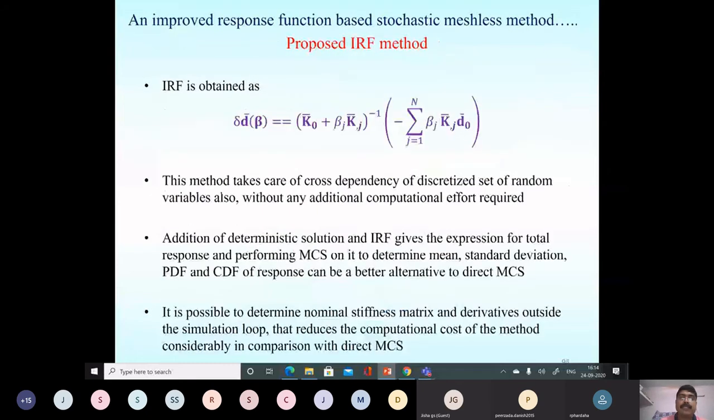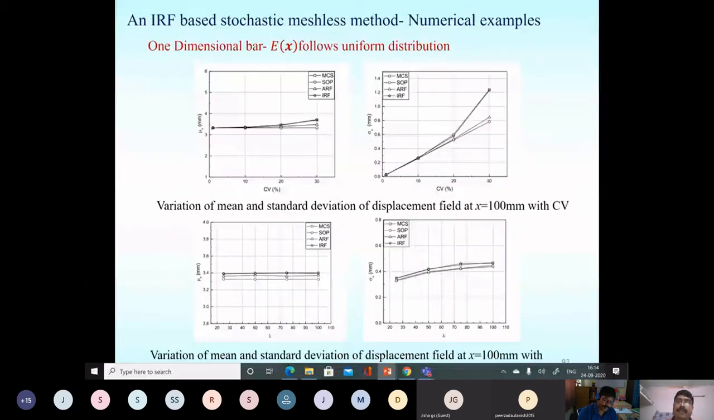Since K0 and Kij are independent of beta, you need to evaluate them only once, outside the simulation. So you don't need to evaluate every time as in MCS. That saves a lot of time. You just simulate beta, substitute in this expression, and get the delta D. That's what we do in the IRF method. We have solved several problems, and we can see that even up to 30% of CV, ARF, IRF, and MCS are matching well. So it gives better results even for higher CV. That is what we observed.